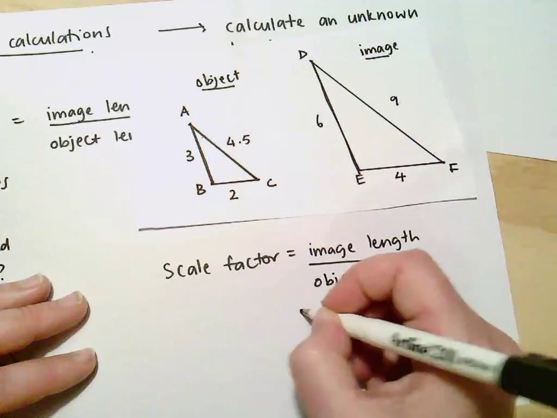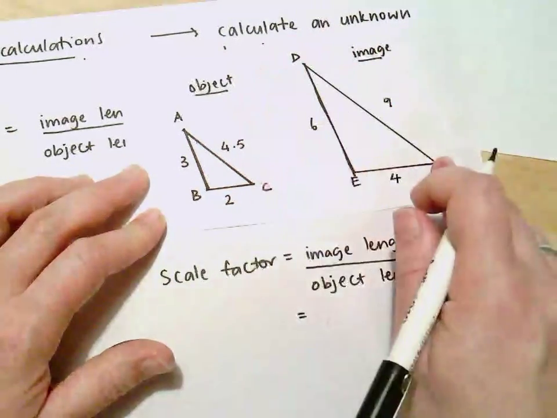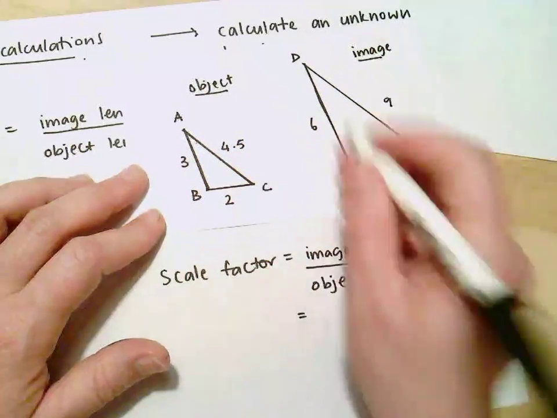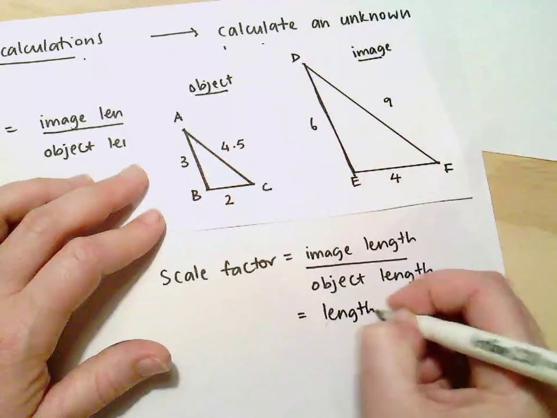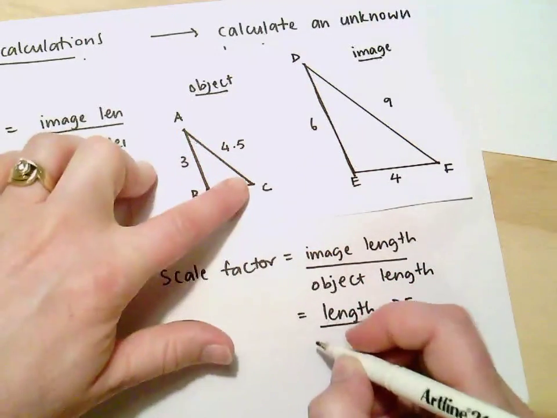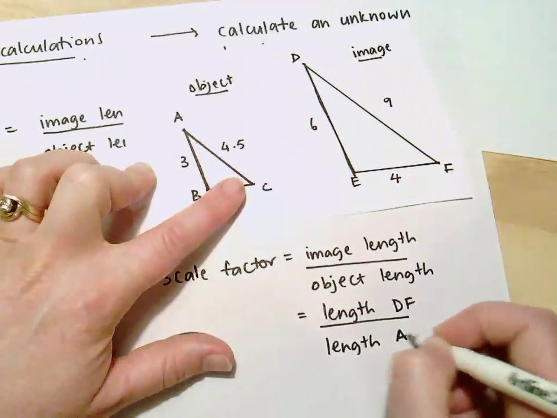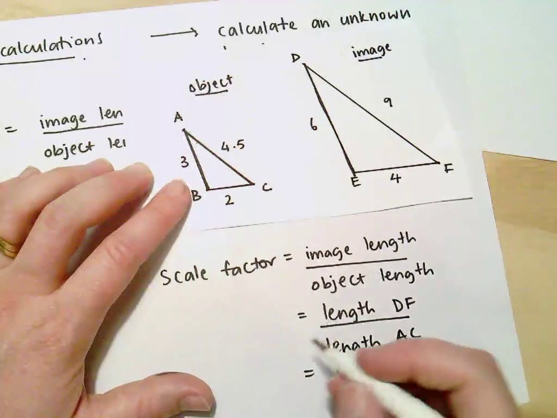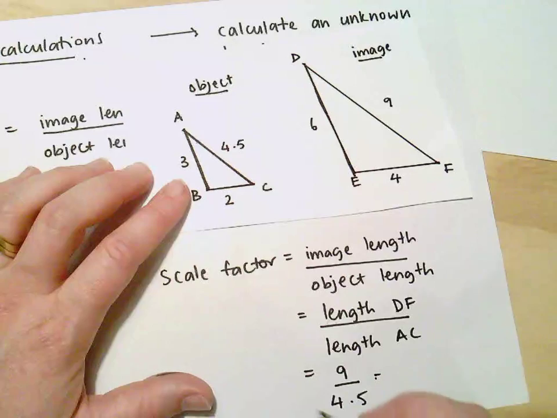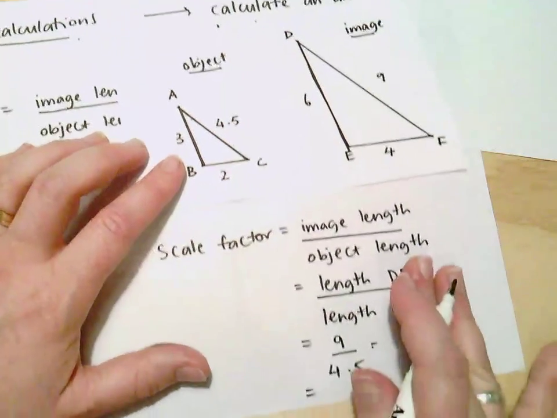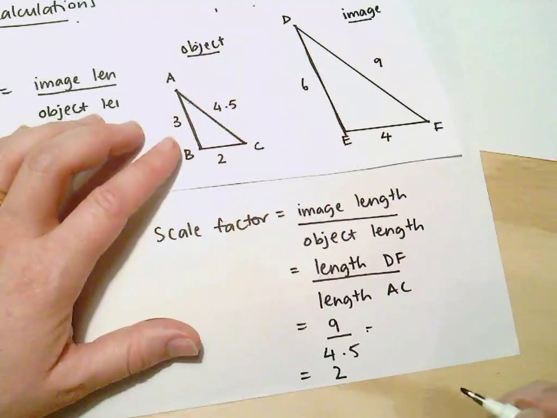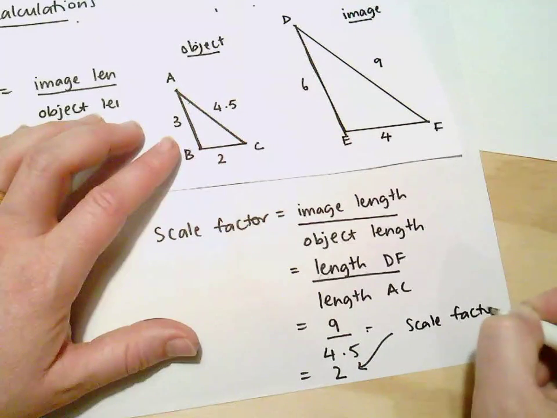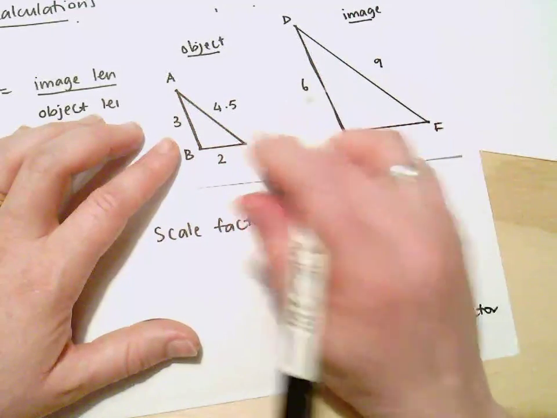And I'm going to choose one pair of matching sides. I'm going to choose DF and AC. You can pretty clearly see that they're the matching sides in the image and the object. So I'm going to compare the length of DF with the length of AC. I'm just doing 9 is the length of DF and 4.5 is the length of AC. And so 9 divided by 4.5 gives me 2. And so this here is my scale factor. This means that this image here is twice as big as this image.